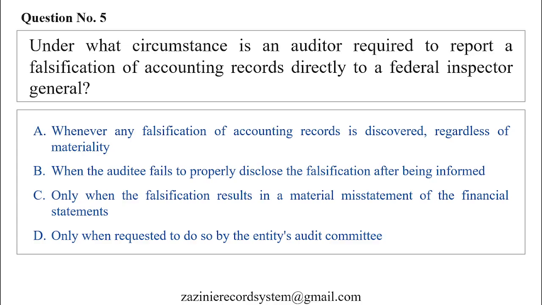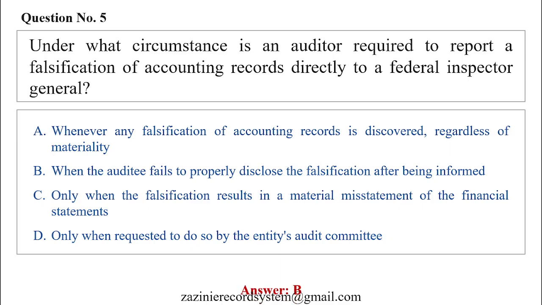Question number 5. Under what circumstance is an auditor required to report a falsification of accounting records directly to a federal inspector general? Letter A. Whenever any falsification of accounting records is discovered, regardless of materiality. Letter B. When the auditee fails to properly disclose the falsification after being informed. Letter C. Only when the falsification results in a material misstatement of the financial statements. Letter D. Only when requested to do so by the entity's audit committee.